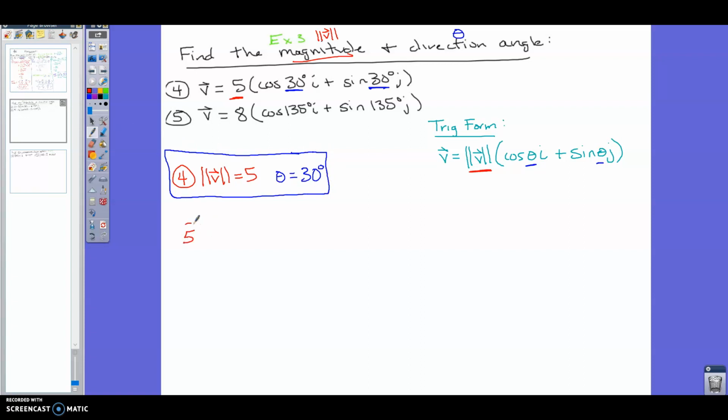Now number 5 is going to be worked the same way. So we're going to find the magnitude first, which we'd find by looking at what's in front of the parentheses. And then our angle theta is the only angle that's there.